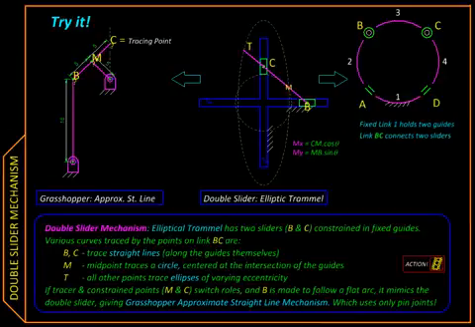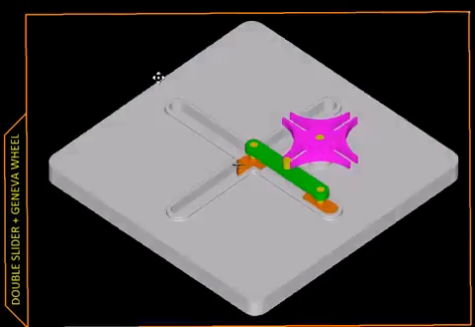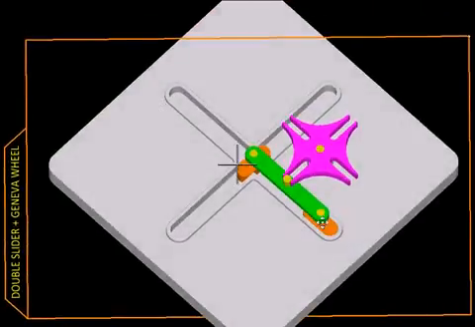Let us now watch this mechanism in 3D and in action by following this link here. So this is a double slider. This is the cross slot in which these 2 orange colored sliders will be sliding, and the green link is connecting these 2 sliders. The purple flower-like link is not a part of this mechanism. It is just there to make it more interesting. It is called a Geneva wheel, and it gives us intermittent motion. Let us see the animation now.